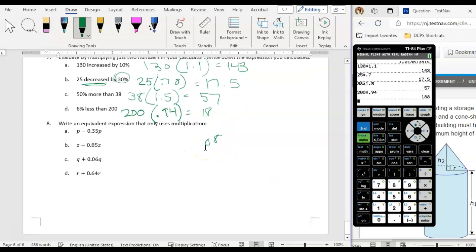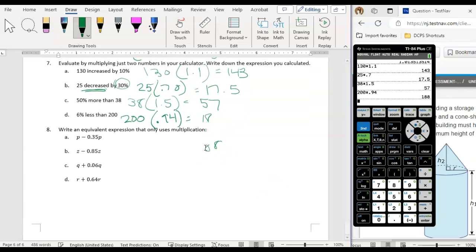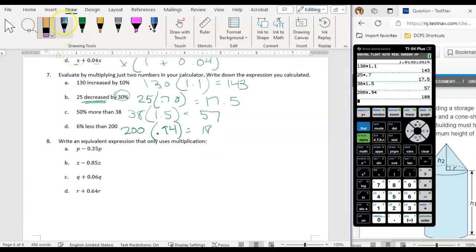All right, the last part says write an equivalent expression that only uses multiplication. In this case, the thing that is common in each one of these is the variable. So P1, so P times 1 is P, minus 0.35. Because P times 0.35 is 0.35P. Here we can factor out Z. Z times 1 is itself, and 0.85 remains.